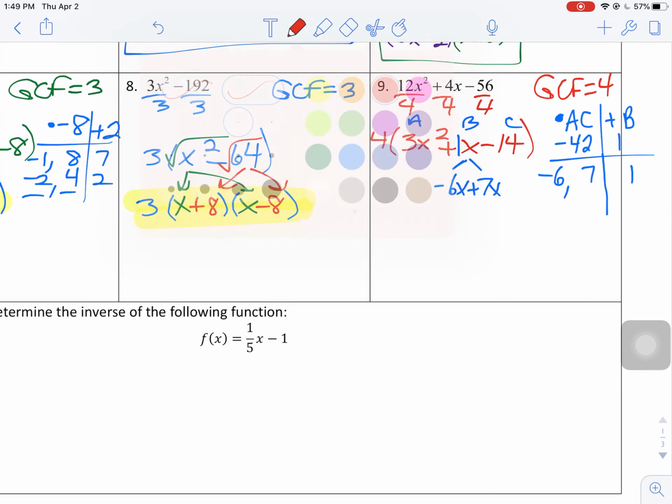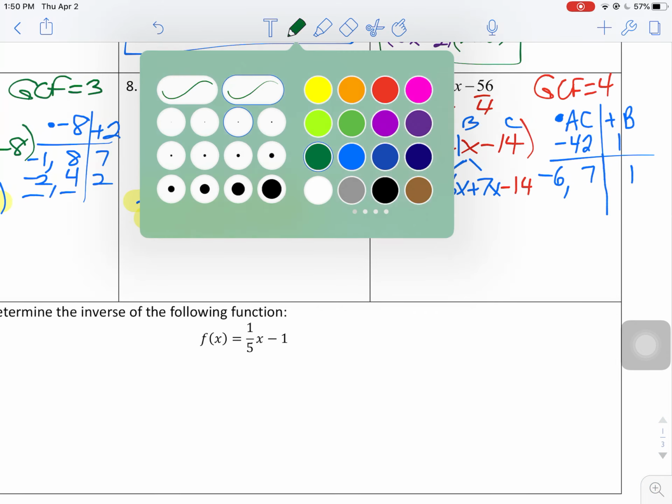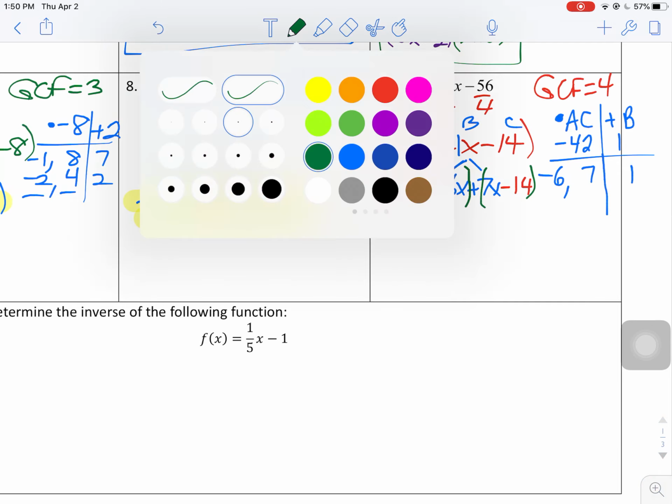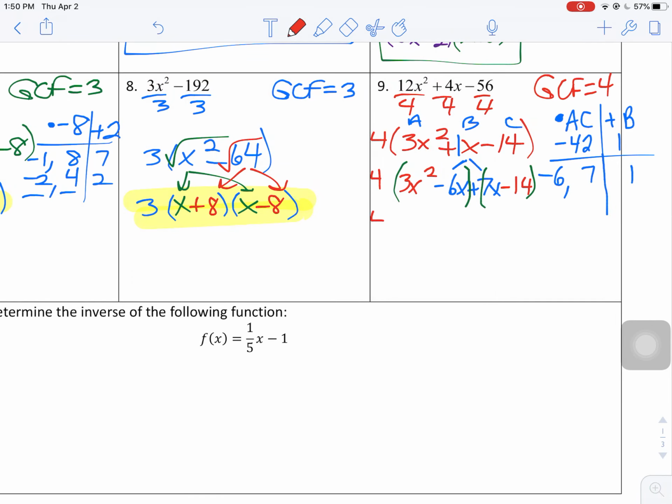And then we're going to drag down the 3x squared in the front. We're going to drag down the minus 14 in the back. And then this 4 in the front is going to keep getting dragged down. But we're going to just keep dragging it down and not really do anything with it for a little while. So let's do our factor by grouping. And again, that 4, we're just going to keep dragging down way in the front. So we're almost forgetting about it for a while.